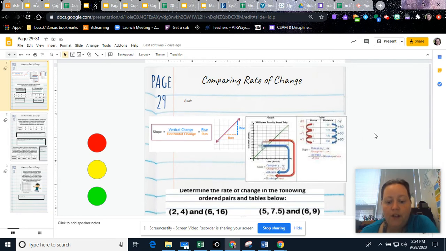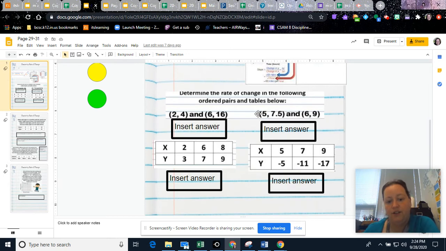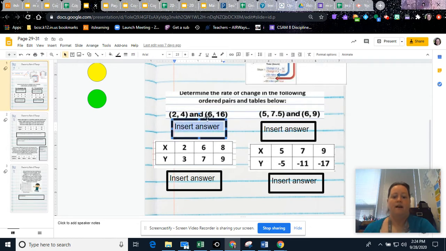So when you are determining the rate of change in ordered pairs, it's the change in y. So how much does it change from 4 to 16? It changed 12. And then how much does it change from 2 to 6? It changes 4. So the y's go on top, rise over run, y's over x. So 4 to 16, it changed 12. From 2 to 6, it changed 4. So the slope would be 12 over 4, which when you divide is 3.